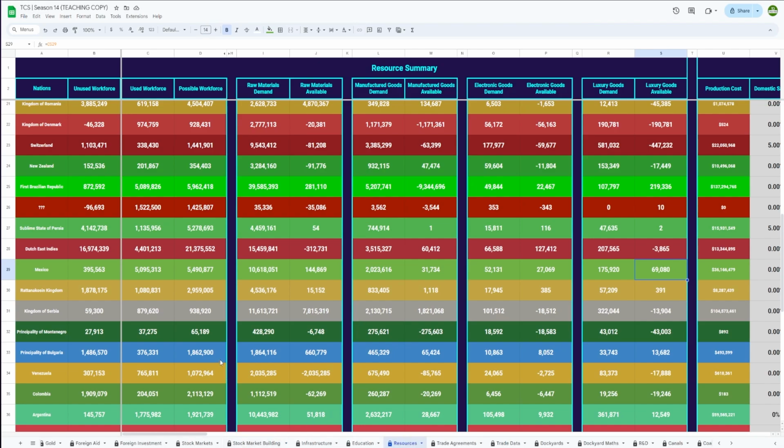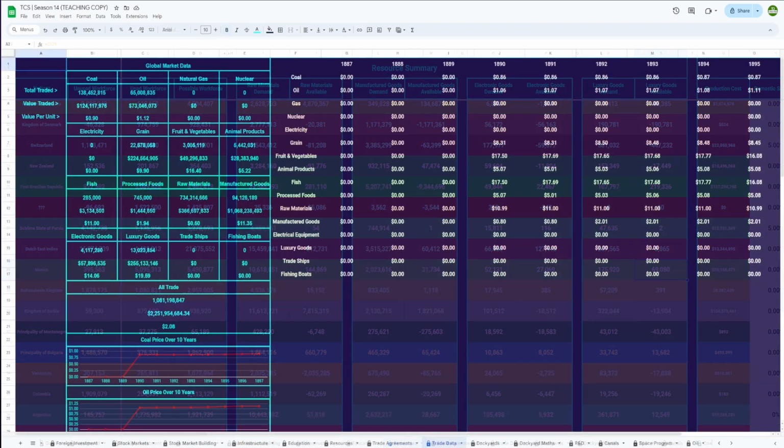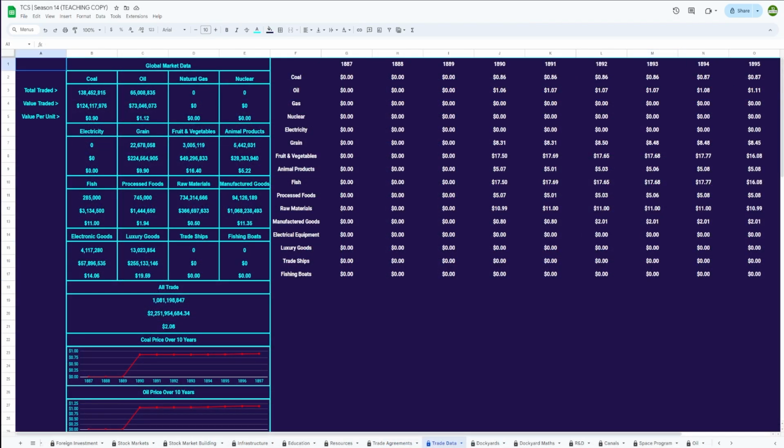We'll be moving on to the energy stuff right now. So if you want to trade in TCS, you can trade any of these items that you see here. Fishing boats, natural gas, electricity itself, grain, raw materials, fish. All of these can be traded.